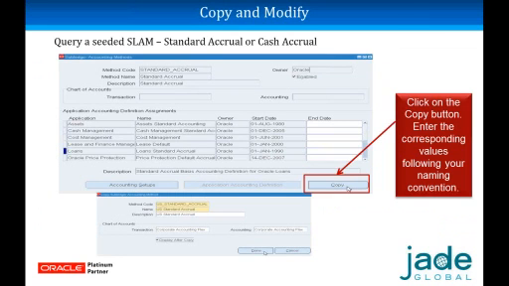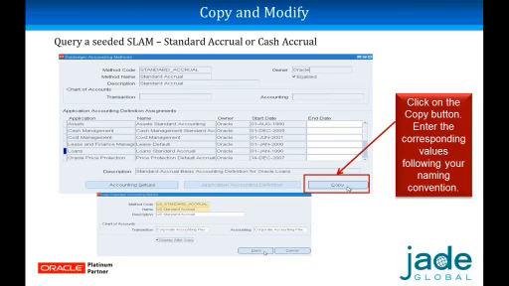Now let's go through the process of doing the copy and modify functionality. We said that we should do the copy function from top to bottom. Since the SLAM is the key component that is assigned to the ledger, we should start from here. As you can see, this is the seeded Subledger accounting method, which is standard accrual. It has all the applications that use SLA on the left side, under application.